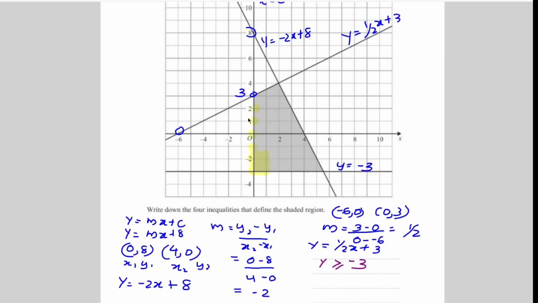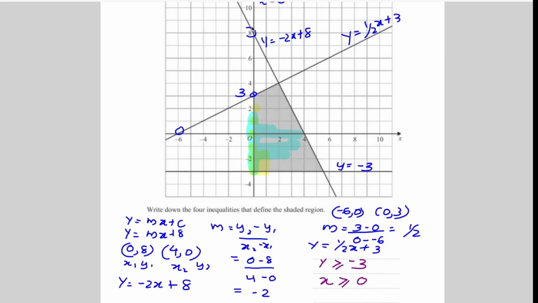Therefore, we can write that one inequality is y is greater than or equal to minus 3. In the same way, being on this line, which is the y-axis or x equals 0, I need to go to this side. Now 0, 1, 2, 3, 4, and the values are getting bigger when going to this side. Therefore, we can write x is greater than or equal to 0. The x values are getting bigger.